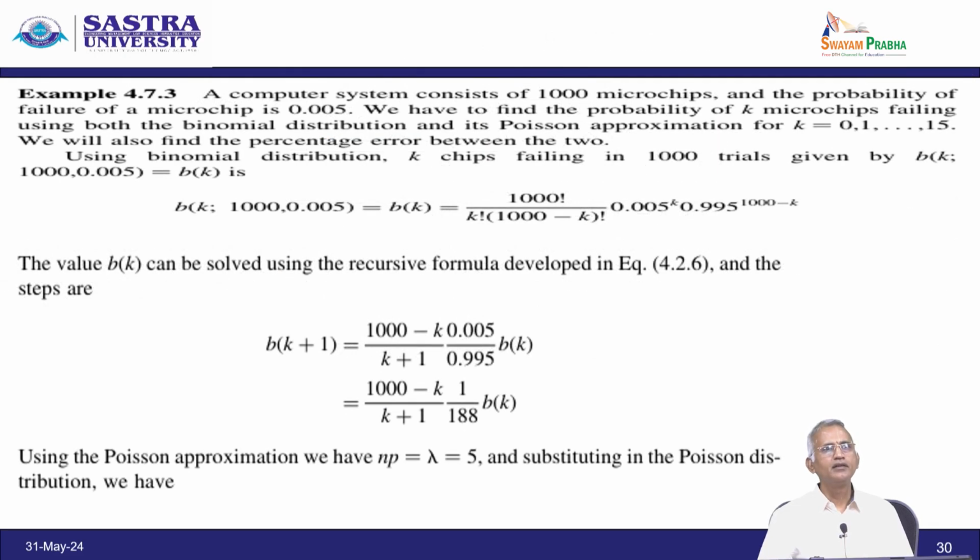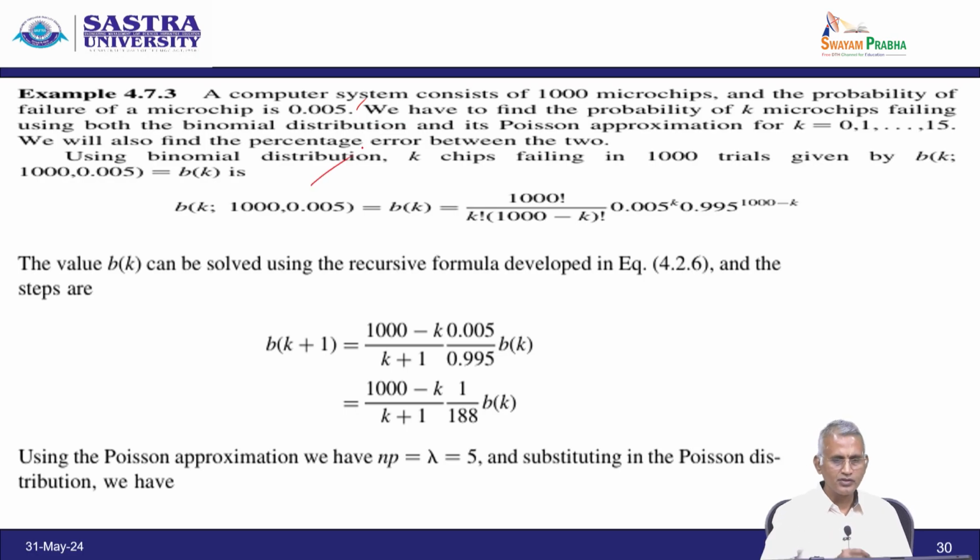Next example. A computer system consists of 1000 microchips, and the probability of failure of a microchip is 0.005. So, we have to find the probability of k microchips failing using both the binomial distribution and the Poisson approximation for k equal to 0 to 15. We will also find the percentage error between the two.